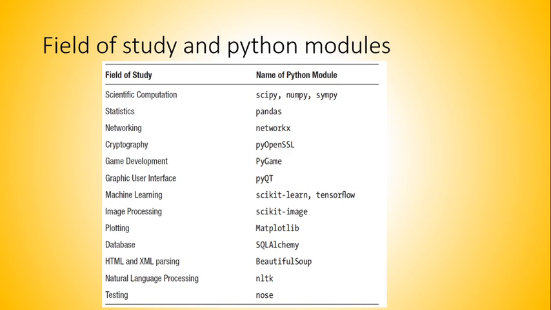Plotting requires the Matplotlib module, which is a mathematical plotting library. For database applications, SQLAlchemy is required. For HTML and XML parsing, Beautiful Soup is required; it is for website development. For natural language processing, the NLTK module is required. And for testing, the Nose module is required. These are just the Python modules which are required as per the field of study.